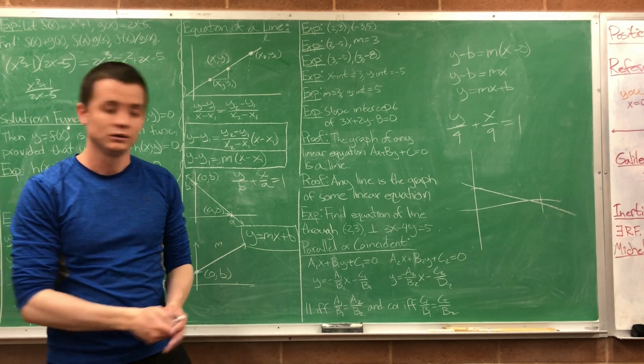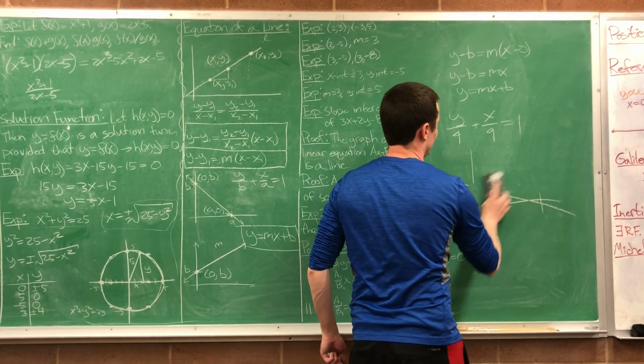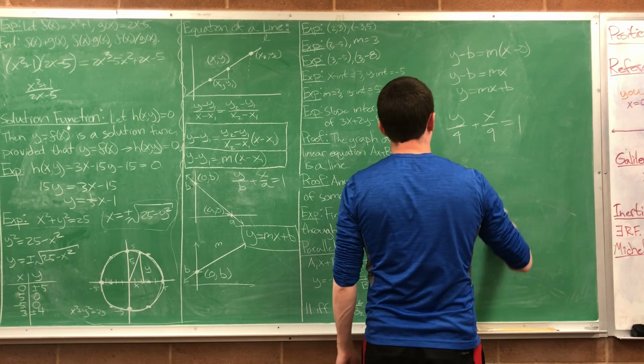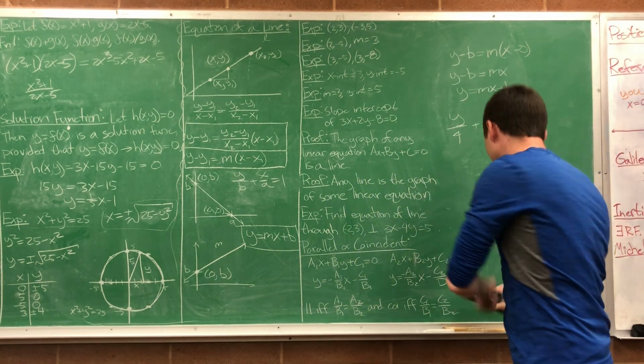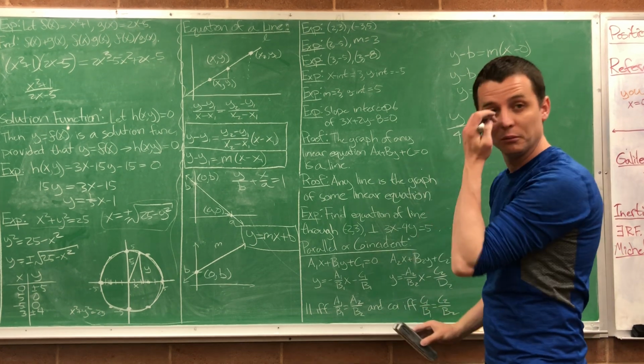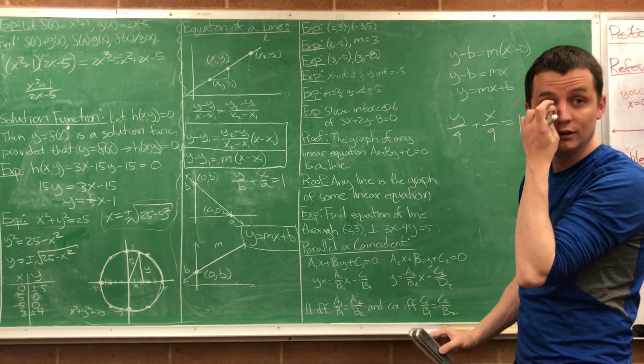Now you could, if you want, solve that for y equals mx plus b, plot the b-intercept, find the slope, plot another point, draw your line through it. Fine.